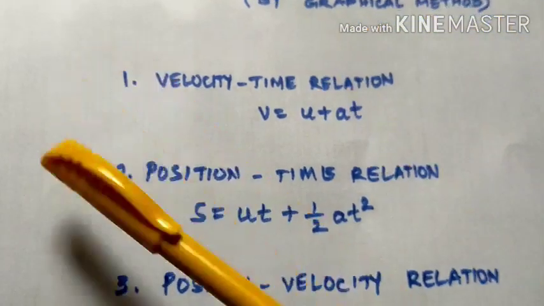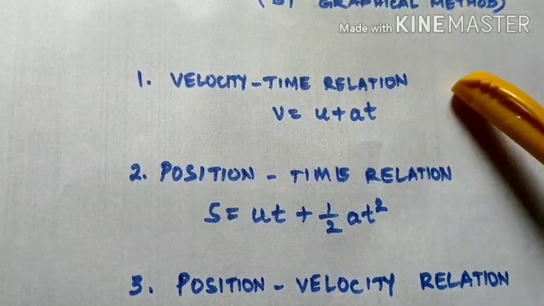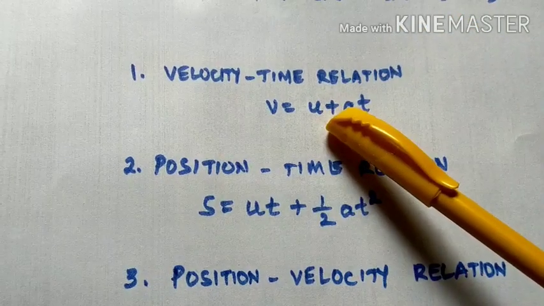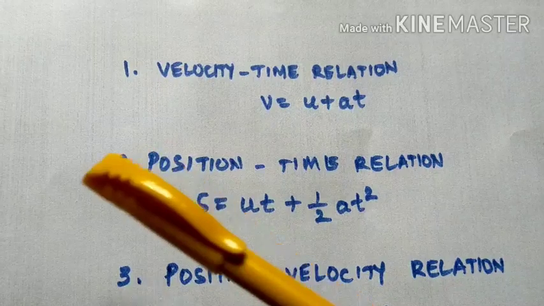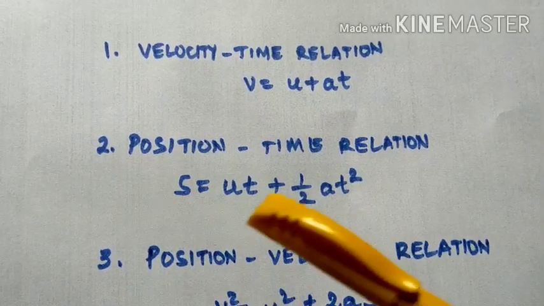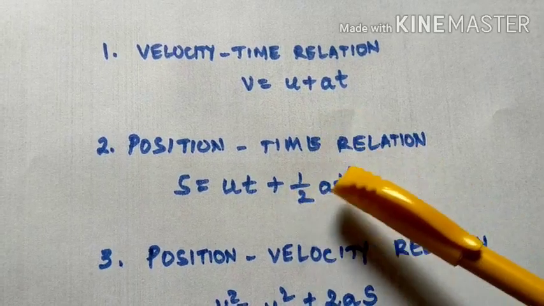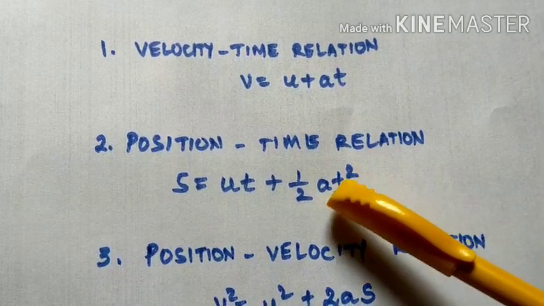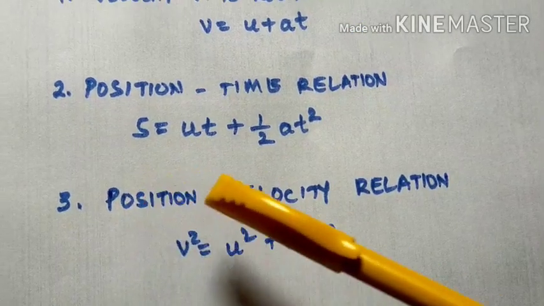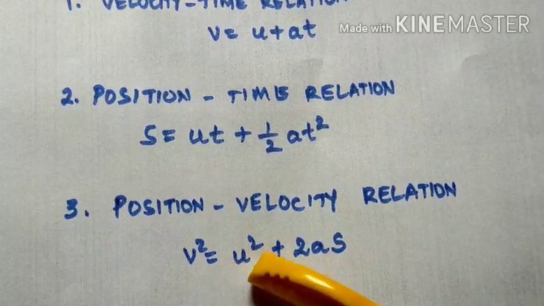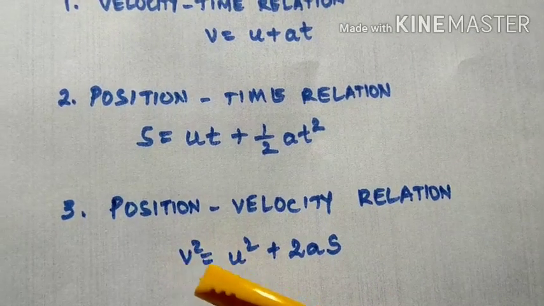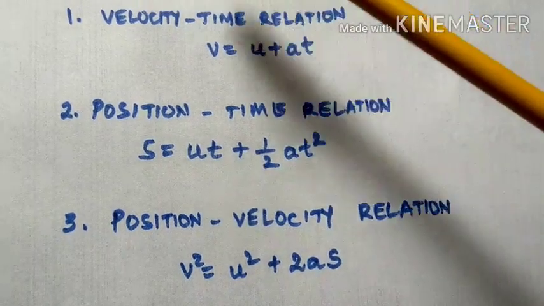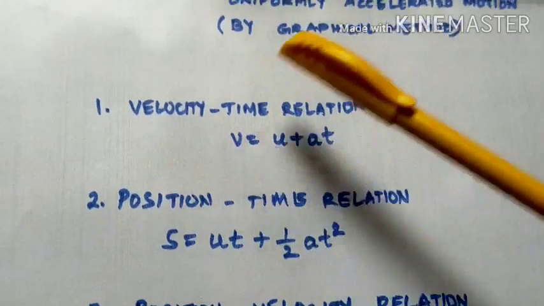So we get 3 equations of motion: velocity time relation, v equals u plus at. Now v represents final velocity, u is initial velocity, a is acceleration, t is time. Second, position time relation, s as I told you, distance, u initial velocity, t is time, and a is acceleration. So ut plus half at square. Similarly, the third one, position velocity relation, v square equals u square plus 2as, where v is final velocity, u is initial velocity, a is acceleration, and s is distance traveled, displacement, or the position at that particular instant.